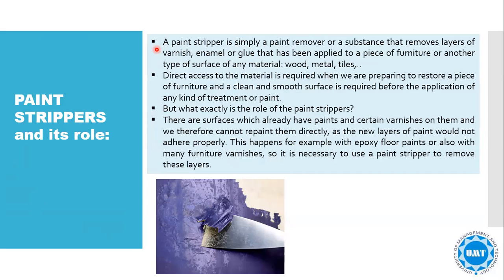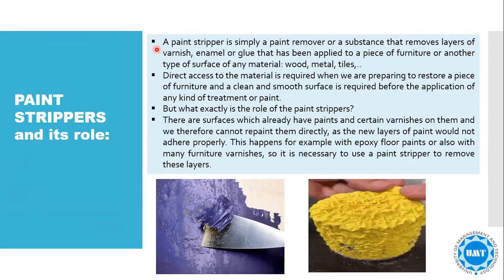Direct access to the material is required when we are preparing to restore a piece of furniture, and a clean and smooth surface is required for the application of any kind of treatment or paint. But what exactly is the role of the paint stripper? There are surfaces which already have paint and certain varnishes on them, and we therefore can't paint over them directly, as the new layers of paint wouldn't adhere properly. This happens, for example, with epoxy floor paints or also with many furniture varnishes. So it's necessary to use a paint stripper to remove this layer.